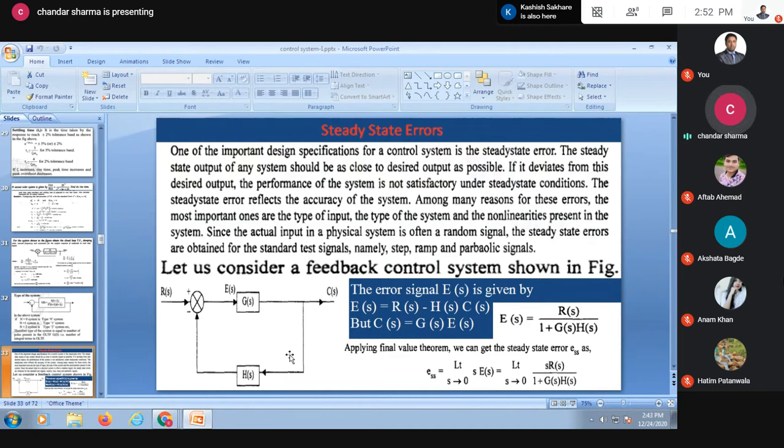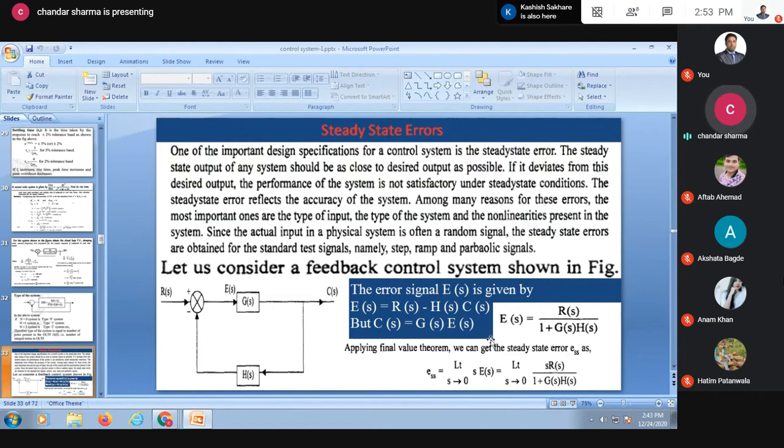So let us consider a feedback control system. You can see on your screen a feedback control system with G(s) as the forward path and H(s) as the feedback path. The output of the comparator or the error detector is E(s). From this block diagram, we can say that the error signal E(s) is given by R(s) minus C(s)H(s). Since the feedback is negative, it is minus. But you know what C(s) is? C(s) is G(s) into E(s).